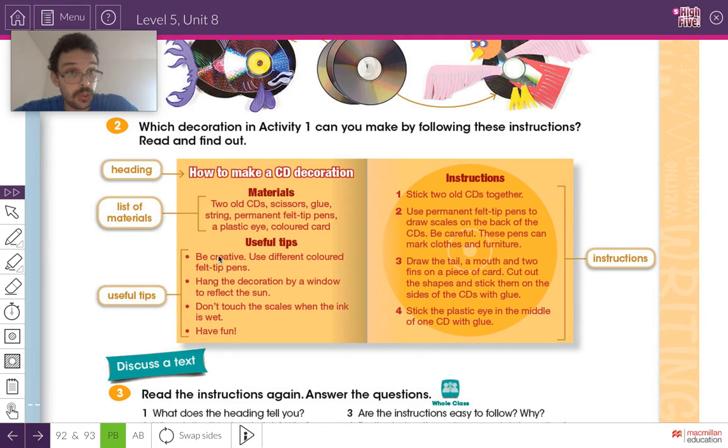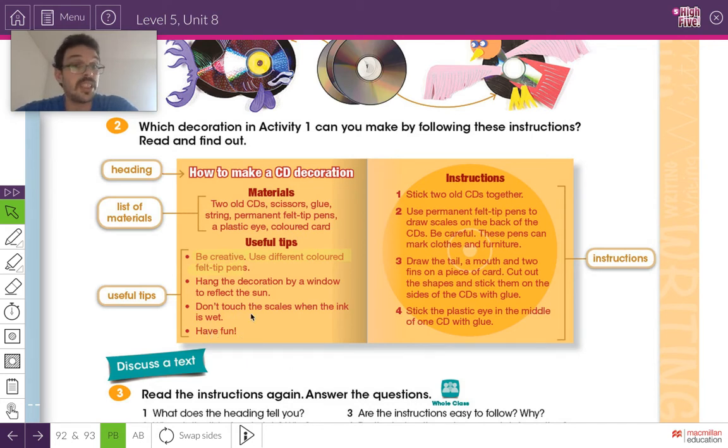All right, now these are also in the imperative, so let's have a look. Be creative. Okay, that's an imperative. Use different colored felt tip pens. Yeah, so you can see there's examples of the imperative, and it's telling you what to do. Hang the decoration by a window to reflect the sun. Don't touch the scales when the ink is wet. Have fun. This is the most important instruction.